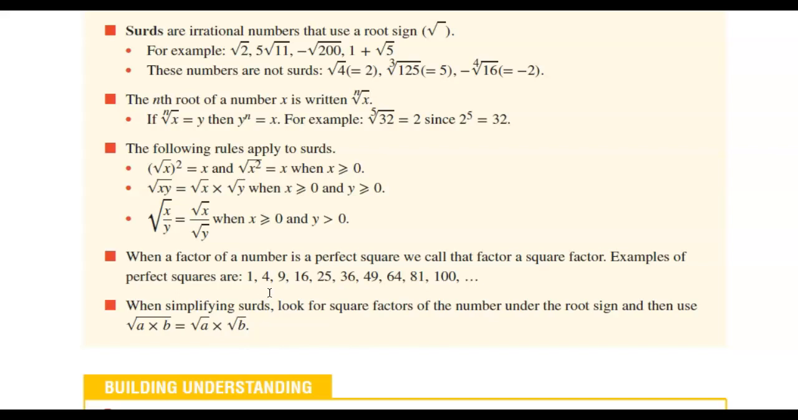Okay, so the square factors are just made up by multiplying a number by itself. So 1 times 1 is 1, 2 times 2 is 4, 3 times 3 is 9, 4 times 4 is 16, 5 times 5 is 25, and so on. When simplifying surds, look for square factors of the number under the square root sign and then use this.